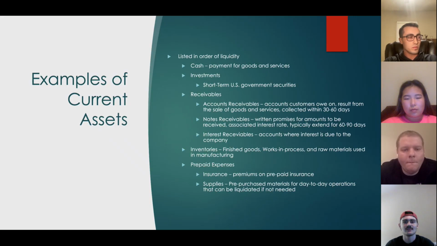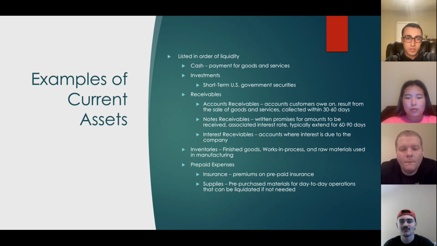Examples of current assets, listed in the order of liquidity. First in that order is cash, which is payment for goods and services. Next up is investments. And then after that is receivables. Receivables are self-explanatory. It's what the firm or company receives from customers.